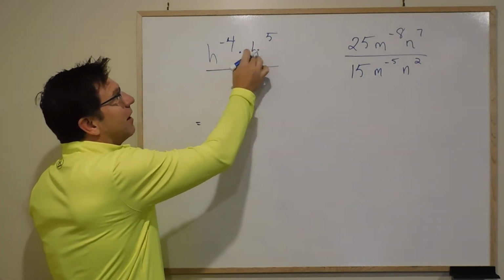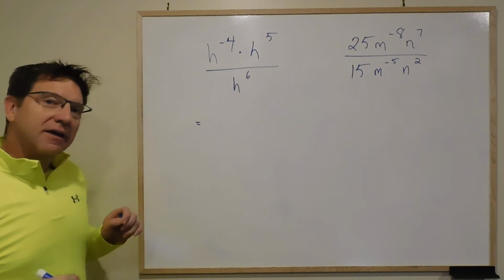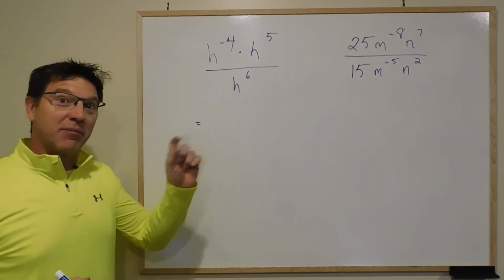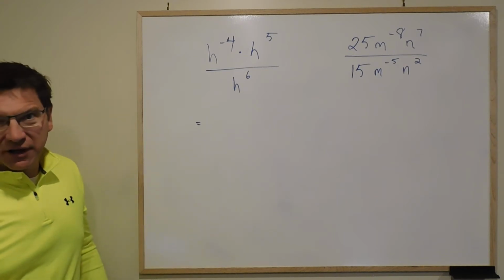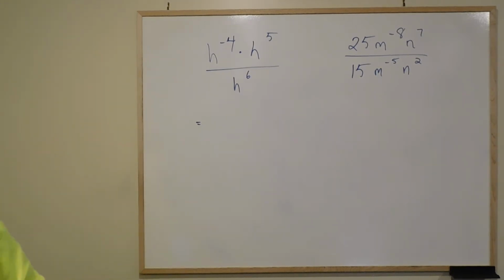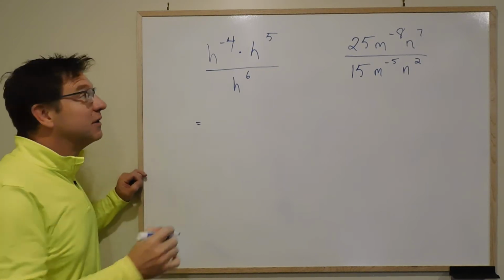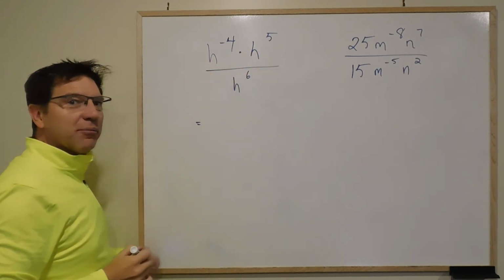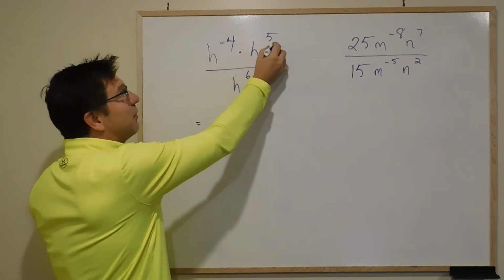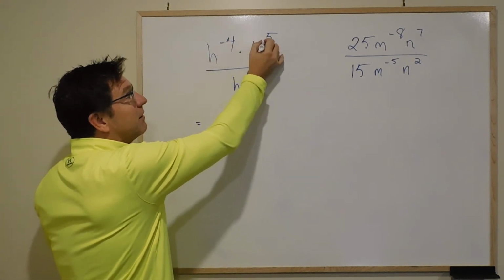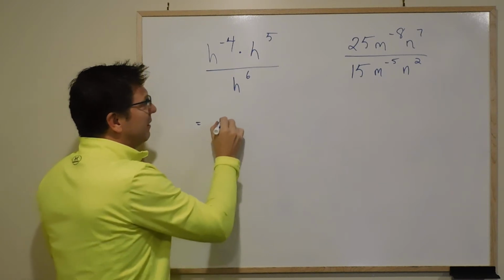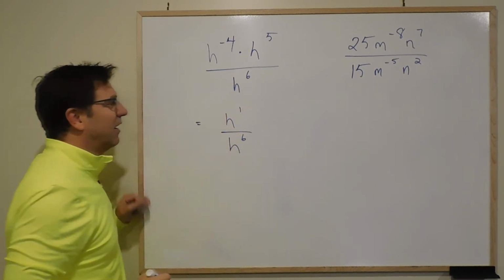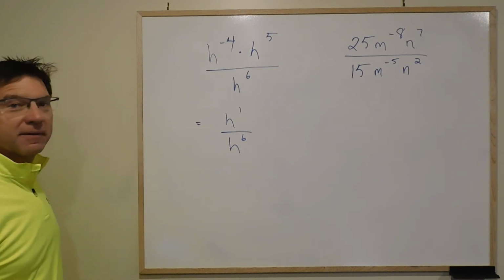First thing I'm doing is I am multiplying. Now, if we go back to our multiplication, and in fact, the best thing to do, go back to that putting it all together screen, just one slide back where it has all the different rules. But multiplication means if we have the same base, we are going to add the exponents. So negative 4 plus 5 is 1. So we have h to the 1 over h to the 6. And that's how we got that on the slide here.